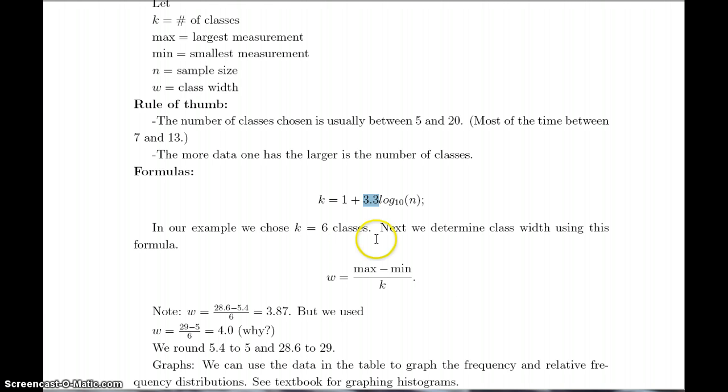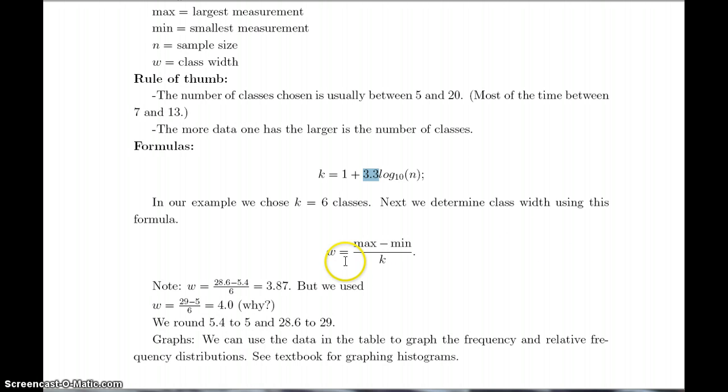So that gives us 6 classes. Now we determine the class width by using this formula: the max minus the min over how many classes we decided on, and that gives us the width of the class. So let's apply that to our data.